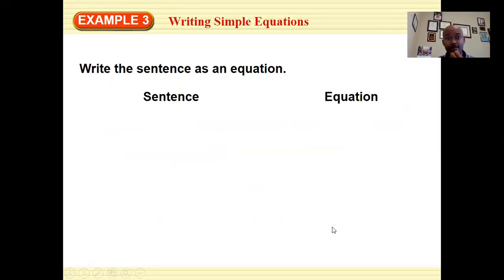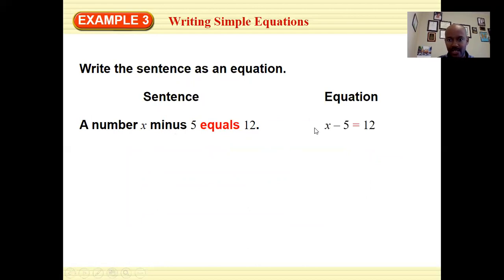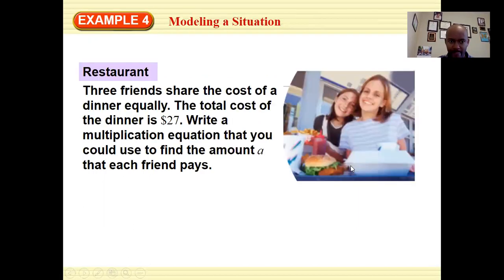All right, now we're going to write some equations. A number x minus 5 equals 12. So this is how it looks. x minus 5, minus means subtraction, equals 12. So now we're not just looking at phrases, we're looking at writing equations. 15 times a number, which means 15y equals 75.